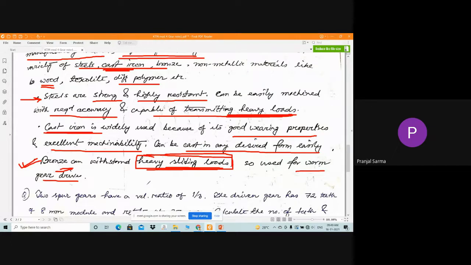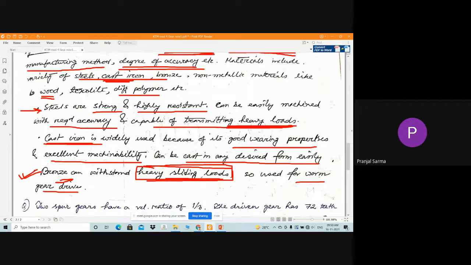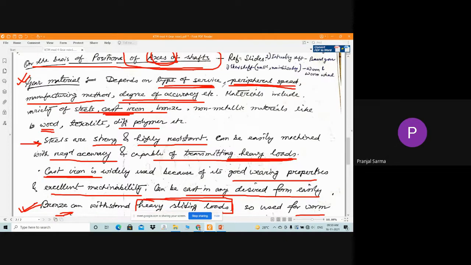In your different manufacturing-related subjects, you'll be studying the different ways by which we can manufacture gears, like gear hobbing, shaping, etc. Different gear manufacturing methods are there, and based on the particular method you are going to use, you also have to select that particular gear material. But first and foremost, it is mostly dependent on the service condition and the requirement, the speed and the loading requirement, etc.